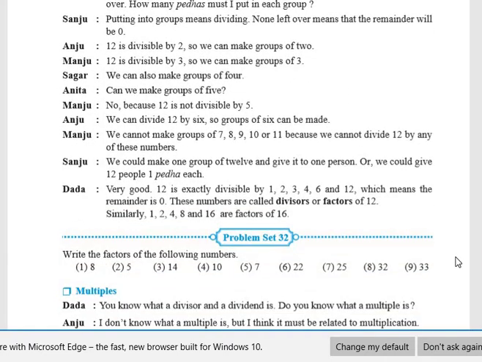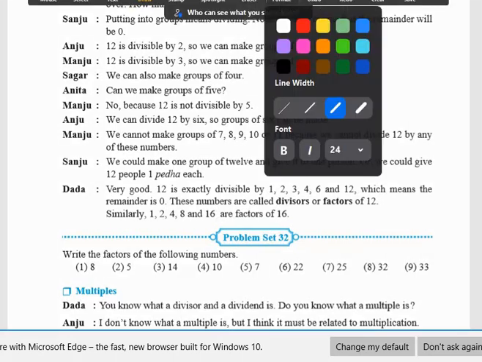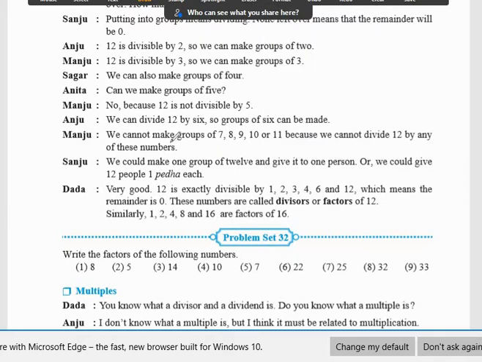First number is 8. Now see how to find out factors of 8. Factors of 8. Now see, I write here 8. 8 is divisible by 2. Is it right? And therefore 2 multiplied by 4 is 8. Is it right? Okay.